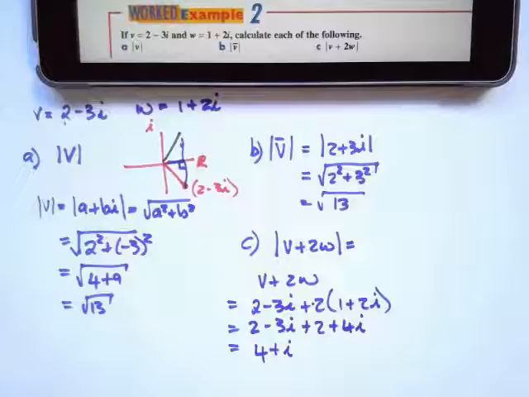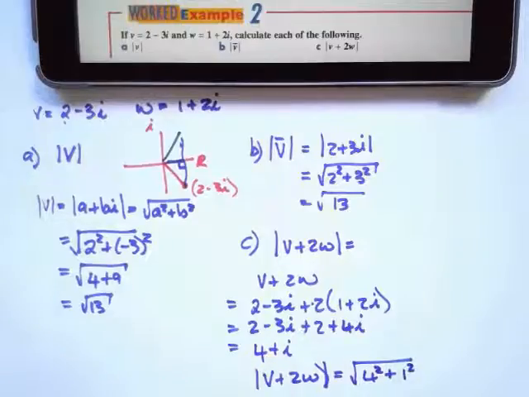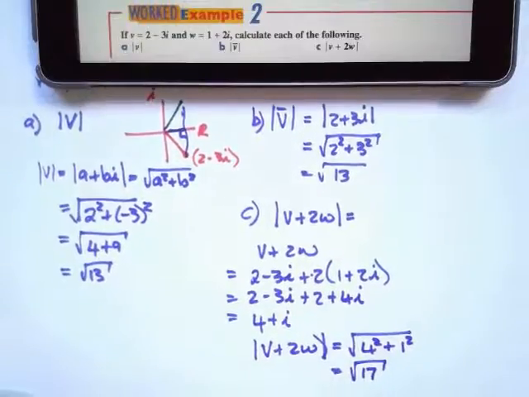And all I have to do now is find the magnitude of V plus 2W. The magnitude is the square root of 4 squared plus 1 squared. That is 16 plus 1, so that is the square root of 17. That is the magnitude of V plus 2W.